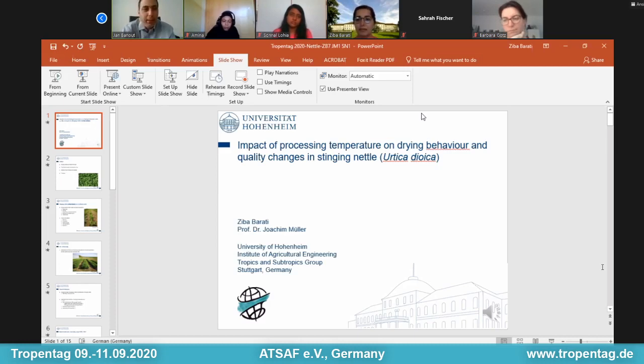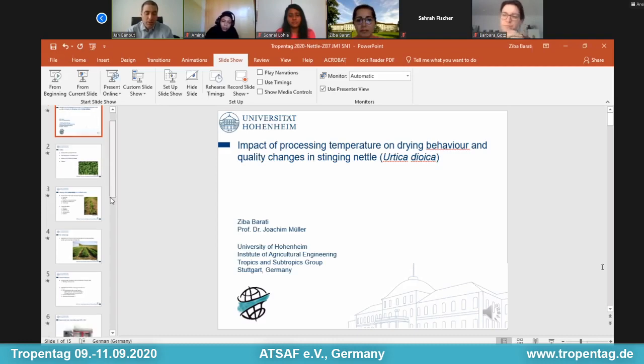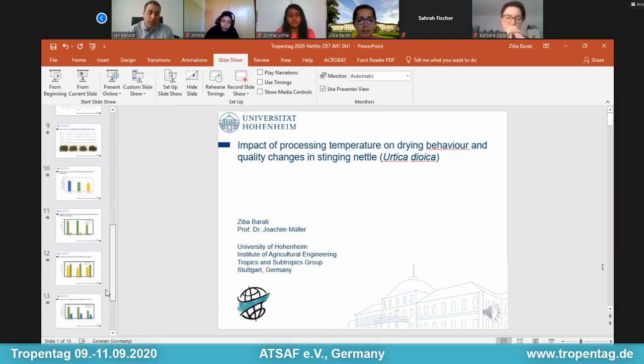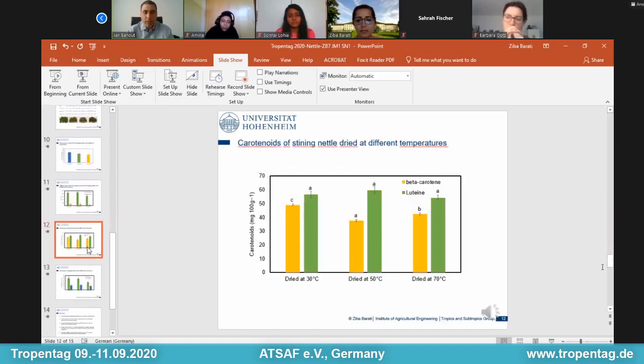Good. Any other questions from the group? No one wants to ask? Maybe I have one, because I'm quite curious about this beta carotene. It is quite interesting that the lowest concentration was at 50 degrees. Yeah, this slide exactly. So how can you explain that the lowest concentration was at 50 as compared to 30 and 70 on both sides?